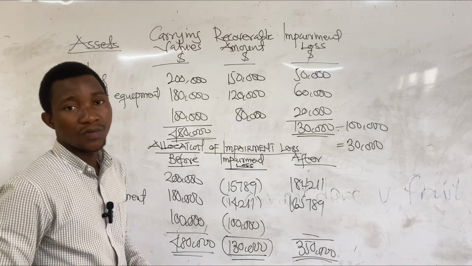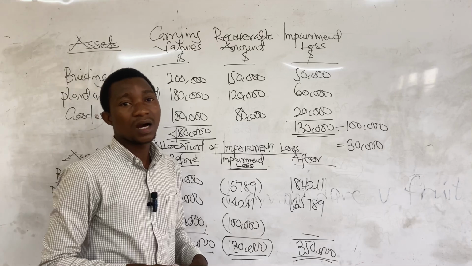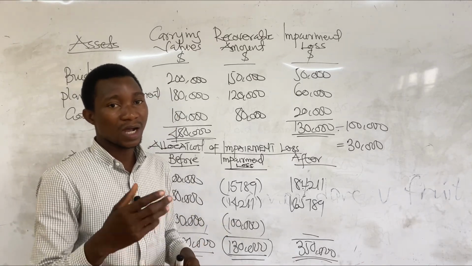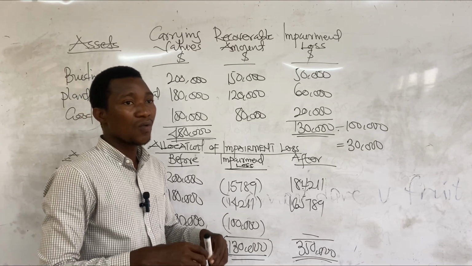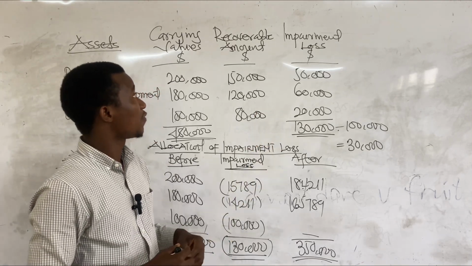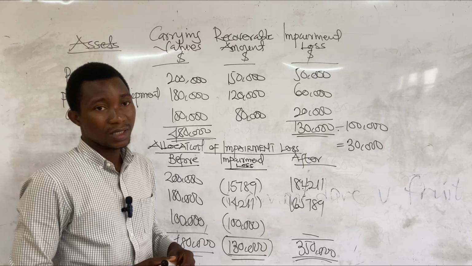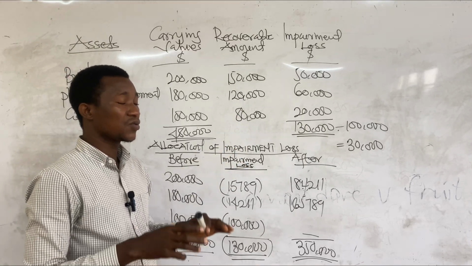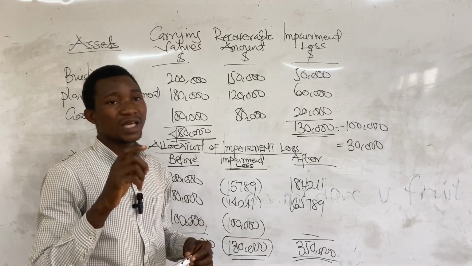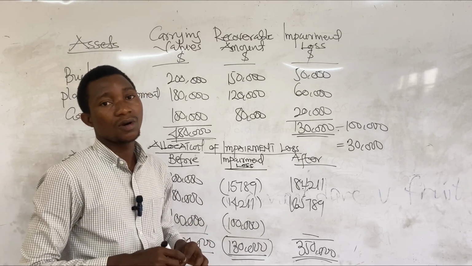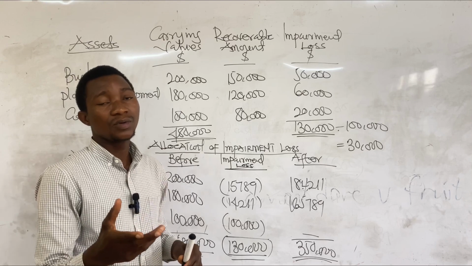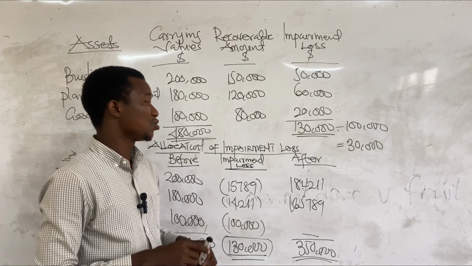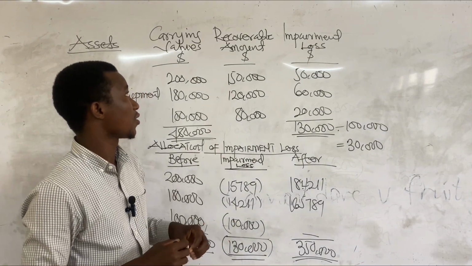In our next video, we'll be taking a question on how to calculate or how to test for impairment or calculate an impairment loss when the recoverable amount is not given. Is that okay? In this question, recoverable amount is given, but we will take a question where we will take into consideration time value of money, where we will use the discounted cash flow method to determine the recoverable amount.